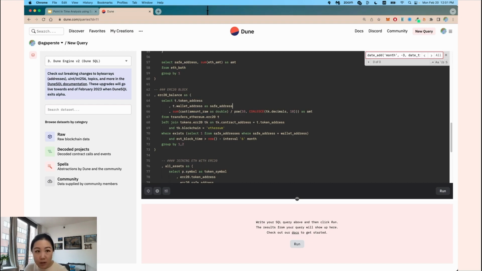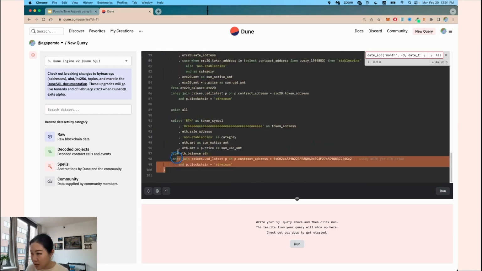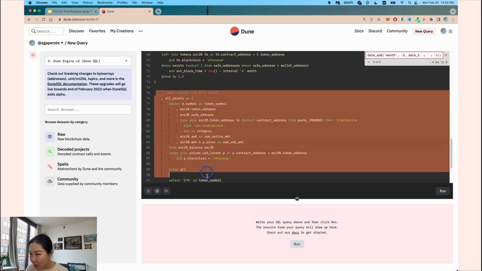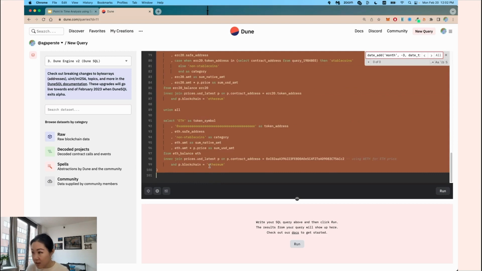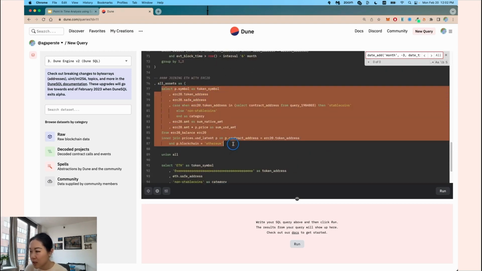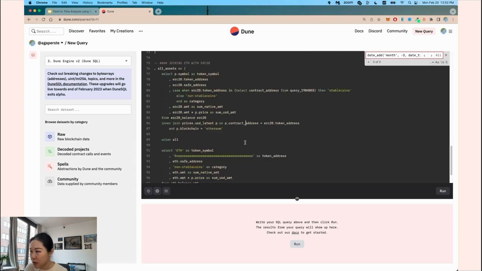Next step, we are going to join all the assets together in this block. So this is the all assets block. Oops. The all assets block. So all the assets, we're first going to take the ERC20 tokens, then adjust for the USD balance amount. That would be taking it prices to USD latest and then adjust it per contract or per token.